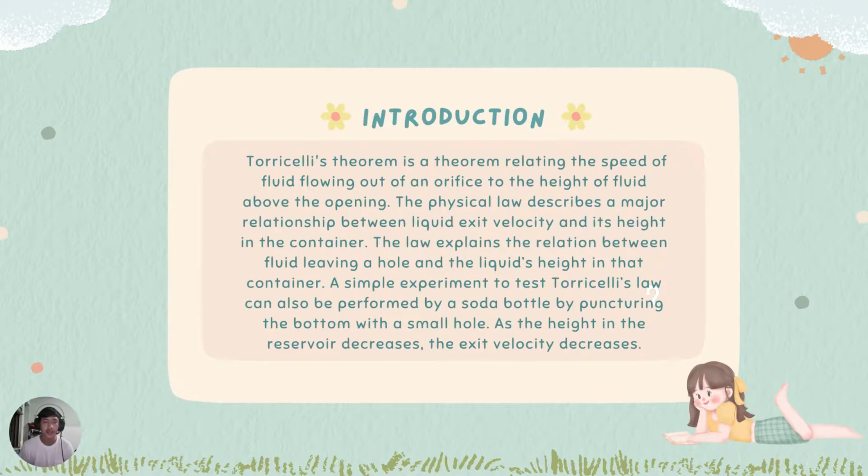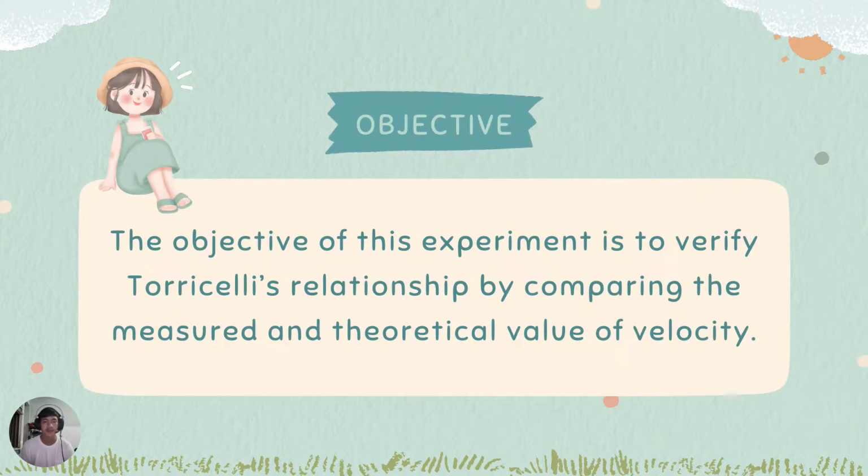A simple experiment to test Torricelli's law can also be performed with a soda bottle by puncturing the bottom with a small hole. As the height in the reservoir decreases, the exit velocity decreases. The objective of this experiment is to verify the Torricelli relationship by comparing the measured and theoretical values of velocity.